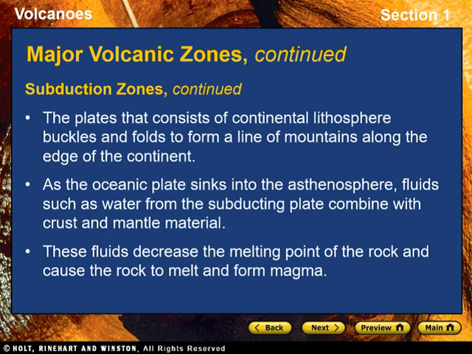As the oceanic plate sinks into the asthenosphere, fluids such as water from the subducting plate combine with crust and mantle material. These fluids decrease the melting point of the rock and cause the rock to melt and form magma. When the magma rises through the lithosphere and erupts onto Earth's surface, lines of volcanic mountains form along the edge of the tectonic plate.